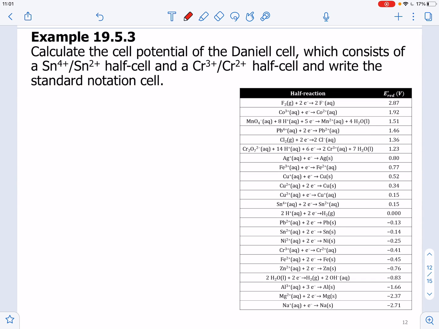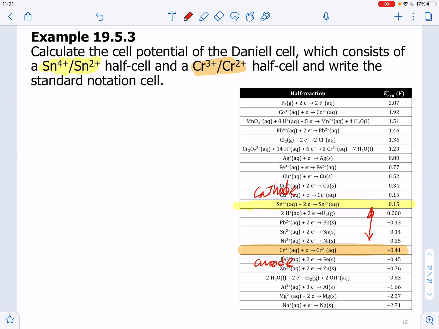Now in this reaction we have a tin 4 plus/tin 2 plus pair, which is right here, and we are combining that with chromium 3 plus/chromium 2 plus, which is right here. Okay, right in the table, if you have that information, then you can simply say, well, this one is on top, this one is at the bottom, so this is your cathode and this one is your anode.